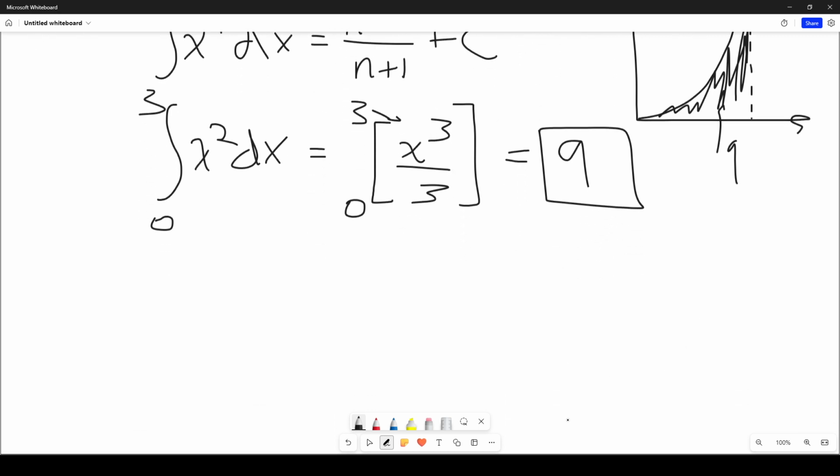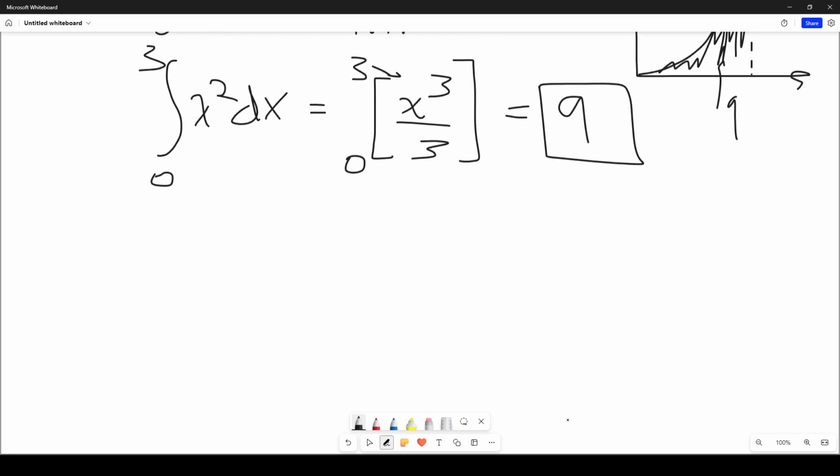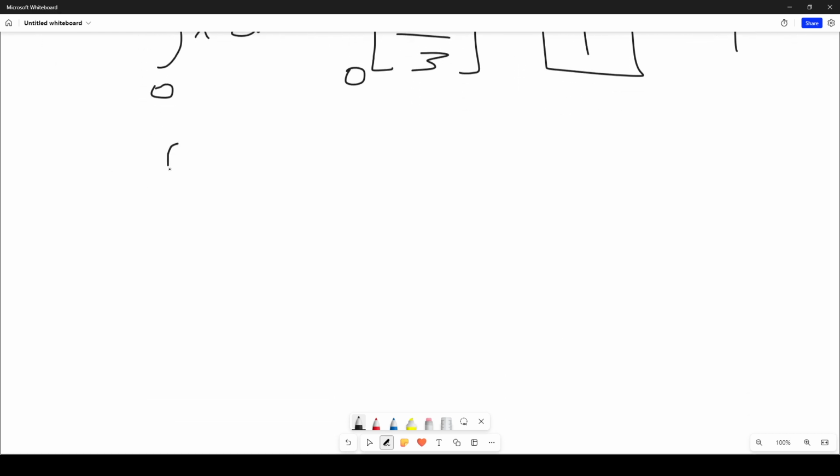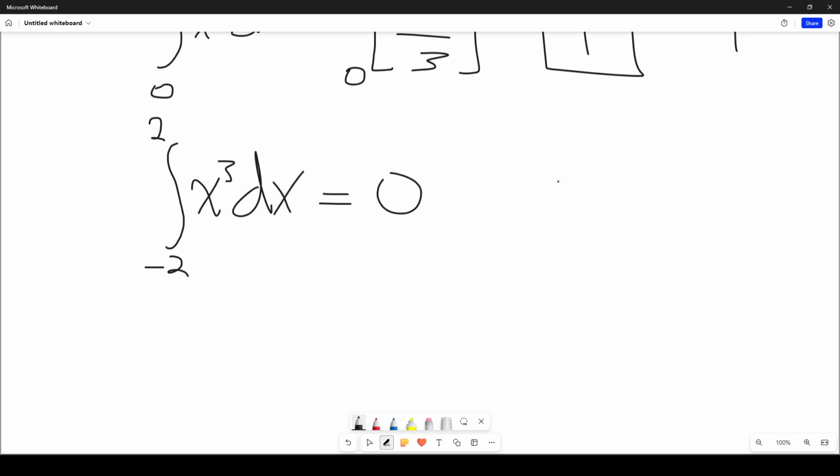But what if I gave you a slightly more interesting integral? Something like negative 2 to 2 of x cubed dx. Now, if you want to, you can go and work it out. But I'll tell you right now, without even having to do any integration, the answer is 0. So, to solve this, it's actually faster to use our understanding of what the definite integral is. So let's quickly draw a graph of x cubed. It looks something like this.